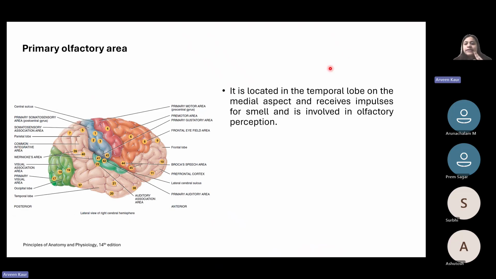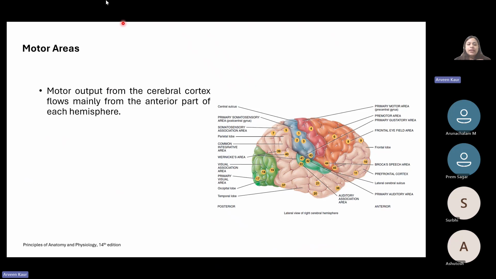Okay, I can see it over here at least. It is located in the temporal lobe on the medial aspect. In the temporal lobe itself, it is associated with the medial aspect and receives multiple impulses for smell and is involved in olfactory perception. Because it is located in the middle, that is why it is not visible over here, right?